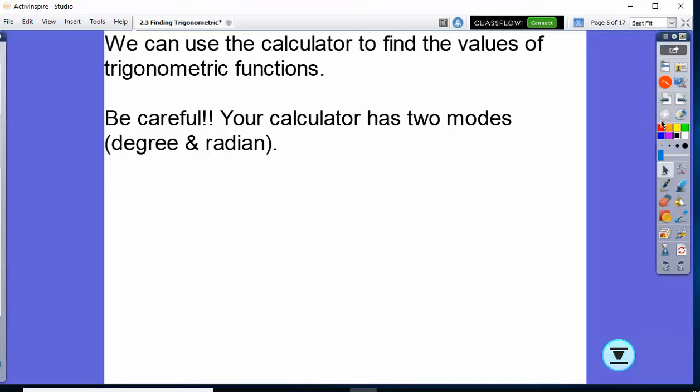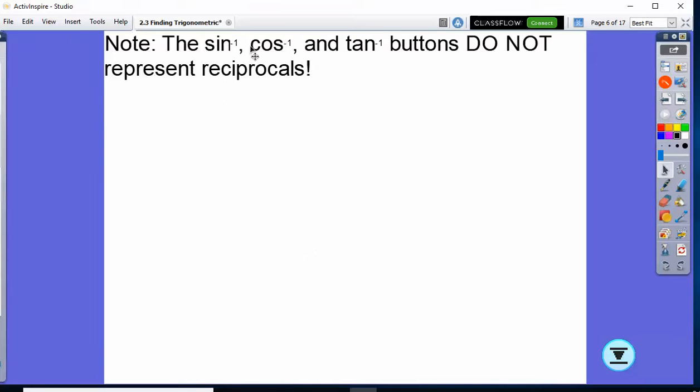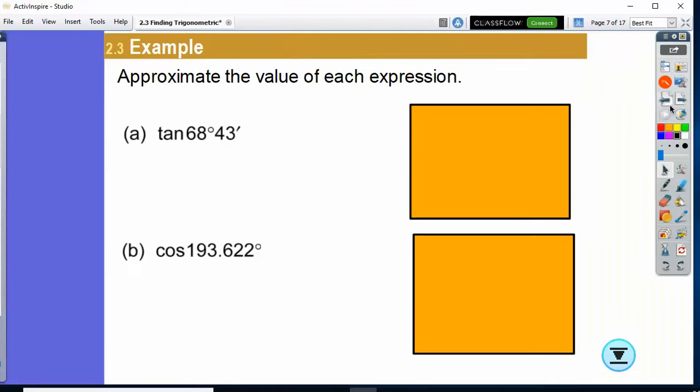Second thing, I've already mentioned this once, but you see the sine, cosine, tangent buttons above them. It has sine to the -1, cosine -1, tangent -1. That does not mean reciprocal. So we'll talk at the very last example about what that does mean, but if I want cosecant, I'm not going to use that button to get it. So let's just talk about how we plug these things in.